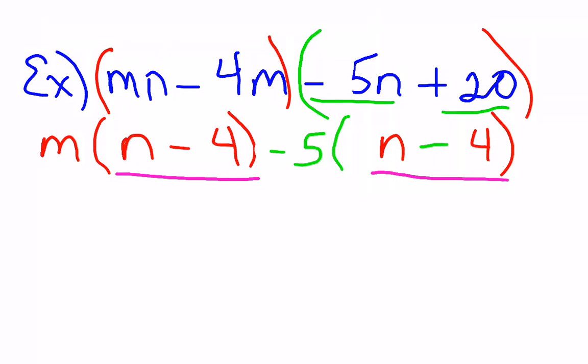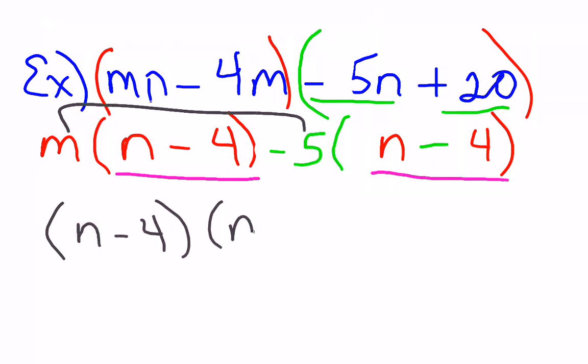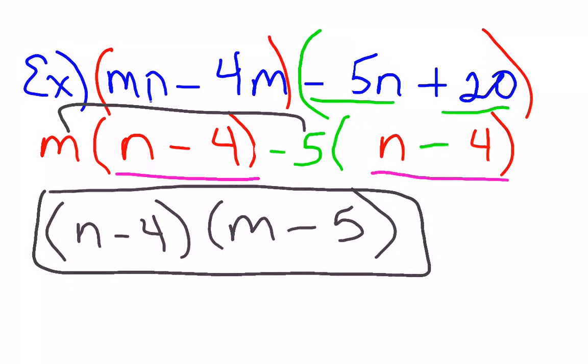Now they're the same. So now when I go to group them differently, I see that they have n minus 4 in common, and what is left over is m minus 5. And there's our answer. We have now factored this.